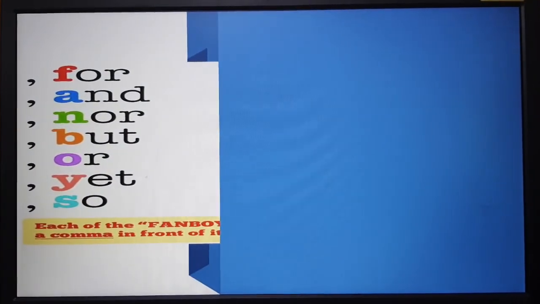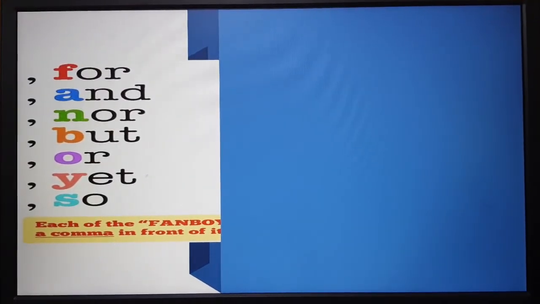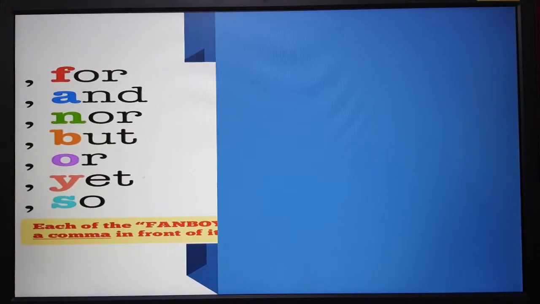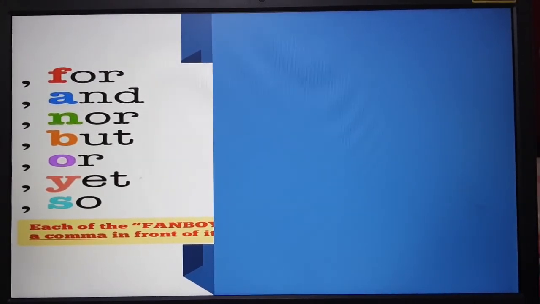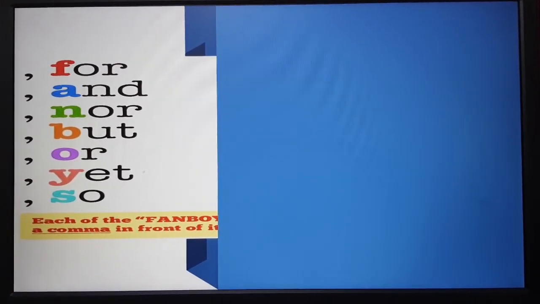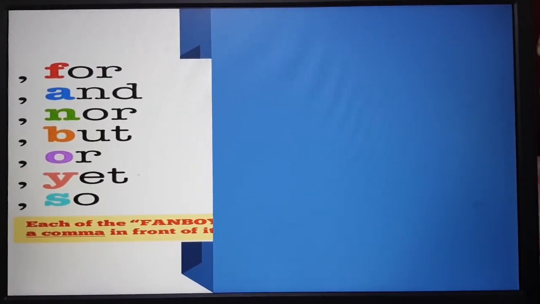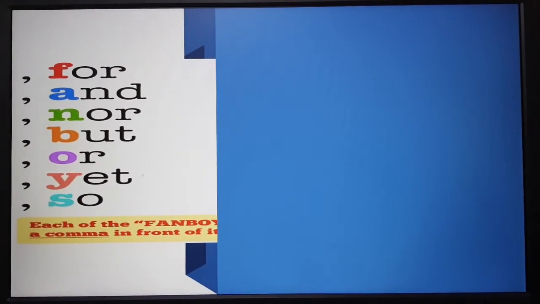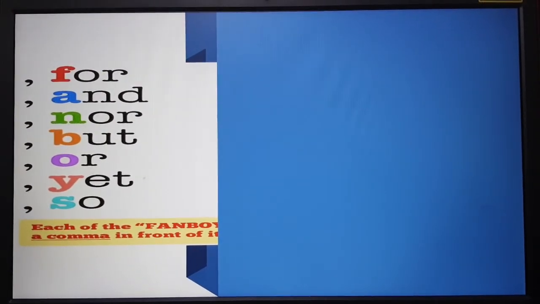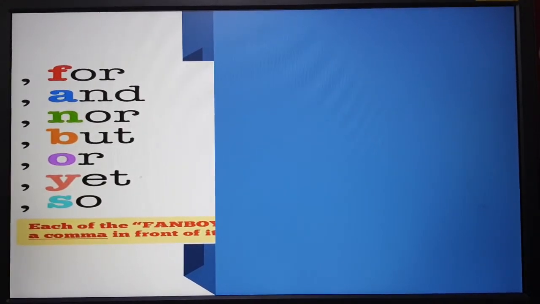Now, here is a small trick for you to learn all of them. The trick is, remember the word FANBOYS. F for, A and, N nor, B but, O or, Y yet, and S so. All the teachers have taught you this when we were taking the classes. And please remember that you have to put a comma first. Before the conjunction you are supposed to put a comma.